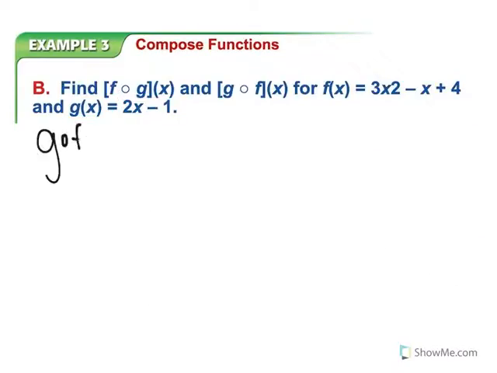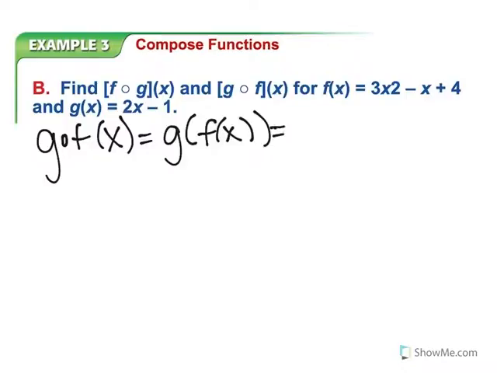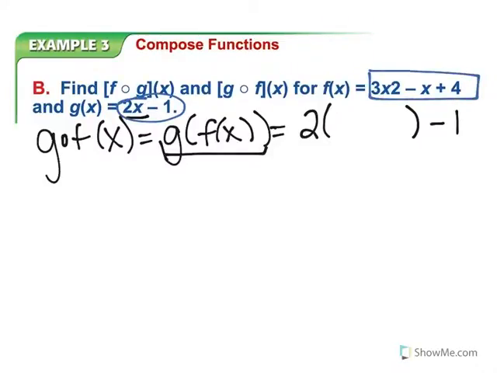So g of f of x means this. Think about it the same way. Now we're starting with our g of x function, and everywhere you see an x, I want you to leave parentheses. So we have 2 parentheses minus 1. And it's saying everywhere you see an x in your g function, you are now going to replace it with your f of x function. So now you're going to write in 3x squared minus x plus 4.